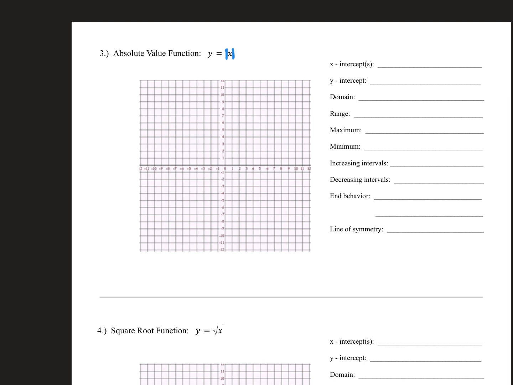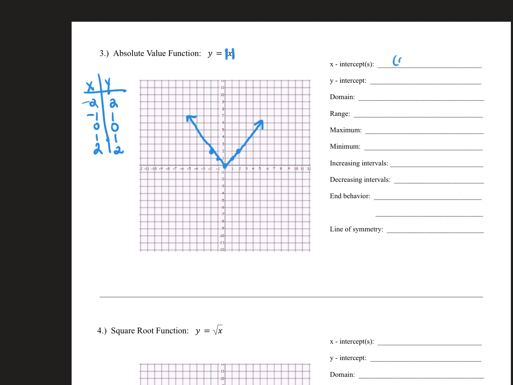Distance is always positive. So when I make my table, I'm going to pick values again that are negative and positive, -2 to 2. Absolute value of -2 is 2. Absolute value of -1 is 1. 0, 1, 2. We can plot those points. We'll go left 2 up 2, left 1 up 1, 0, 0, 1, 1, 2, 2. And we get another shaped graph. This one's slightly different from our quadratic. Our quadratic, recall, was a U-shaped graph. This is more of a V-shaped graph.